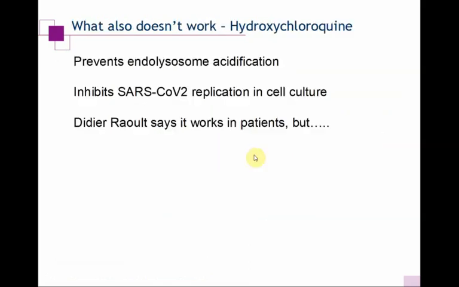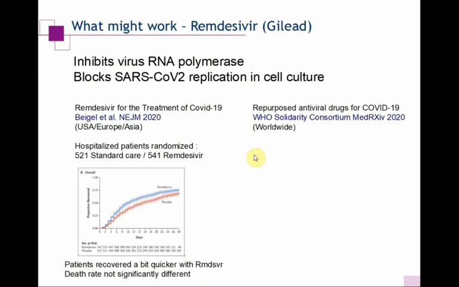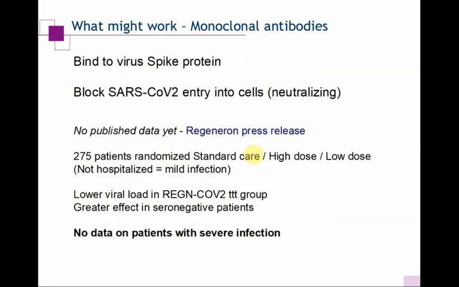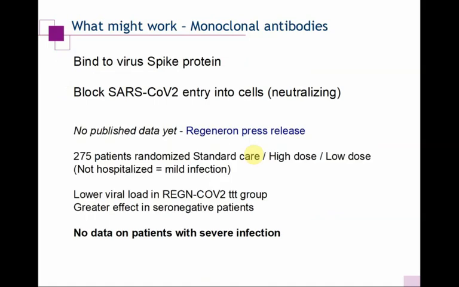Okay, monoclonal antibodies, I can do them then. So monoclonal antibodies, how are they supposed to work? They bind to the virus spike protein, so they can prevent attachment to the host cell. And there have been a lot of great papers over the summer about getting monoclonal antibodies from infected people and characterizing them. So a lot of good candidates for this.